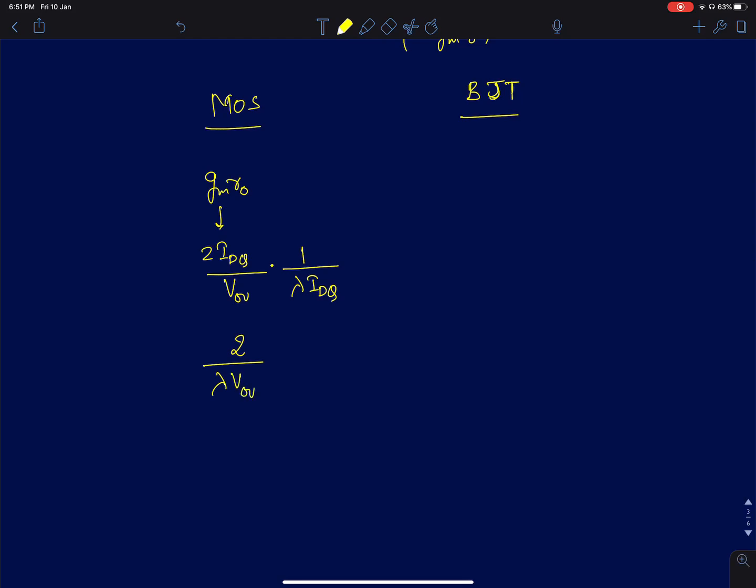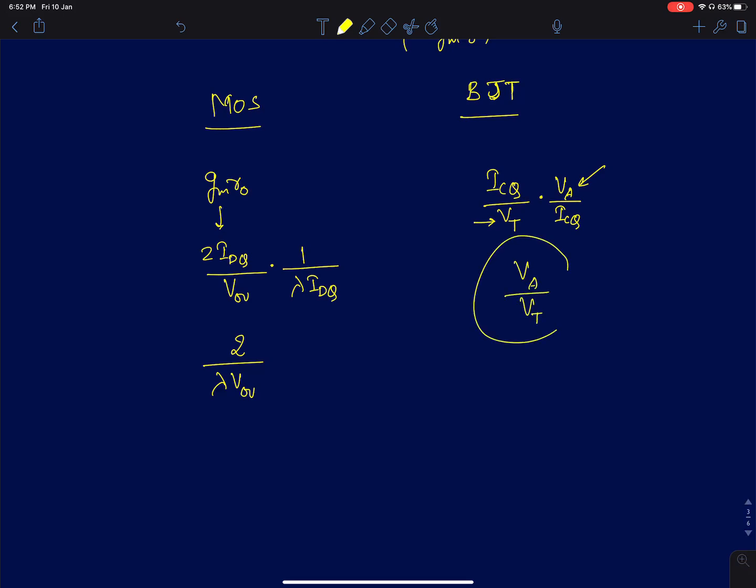In a BJT, on the other hand, your Gm is ICQ, the collector current, upon VT. VT is the thermal voltage, it's 26 millivolts at 300 Kelvin, into R naught, which is VA upon ICQ. VA is the early voltage. So the intrinsic gain here is VA upon VT.